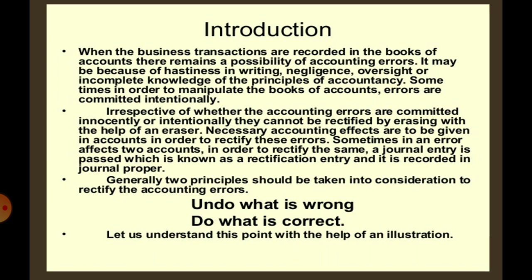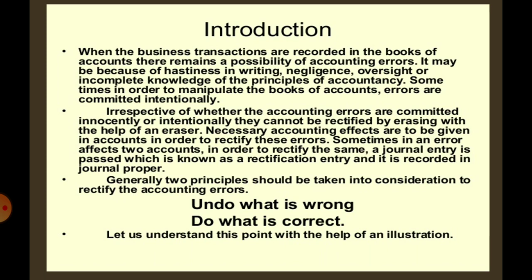Sometimes an error affects two accounts. In order to rectify the same, a journal entry is passed which is known as rectification entry, and it is recorded in the journal proper. Generally, two principles should be taken into consideration for rectifying the accounting errors: undo what is wrong and do what is correct. Remember again, undo what is wrong and do what is correct.